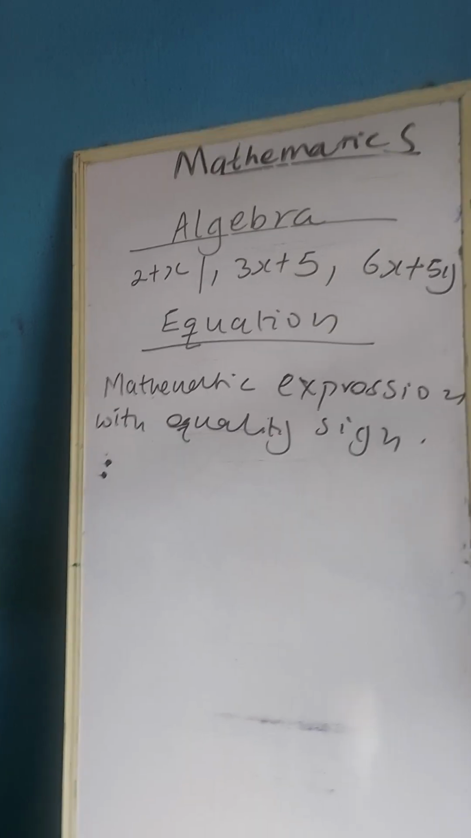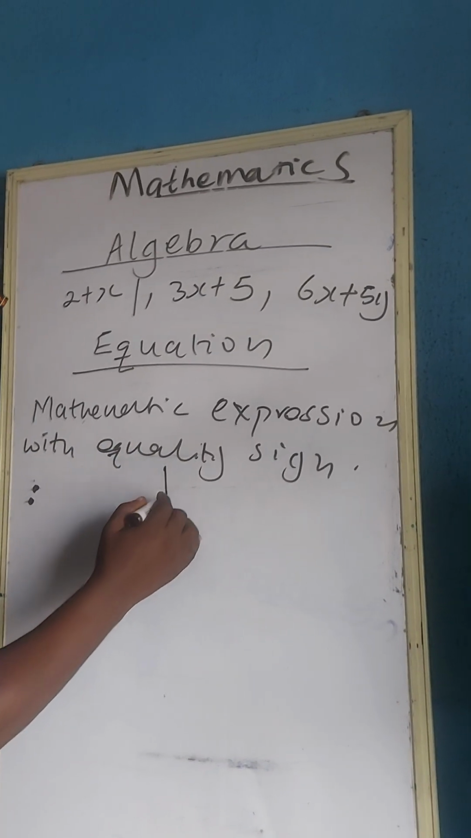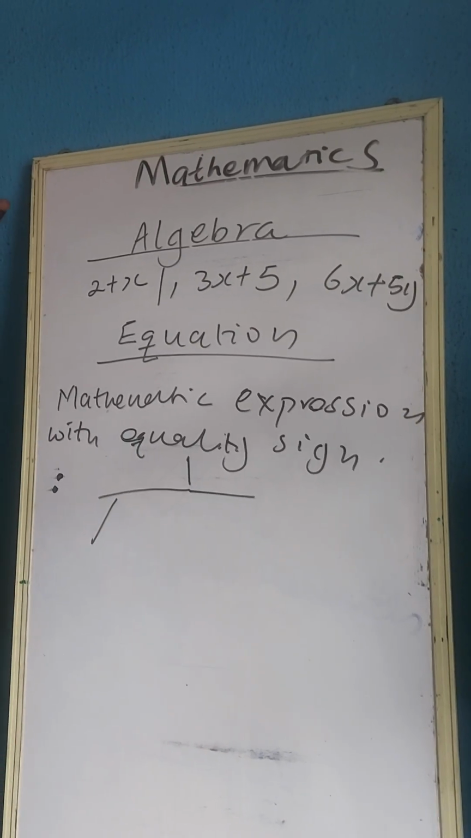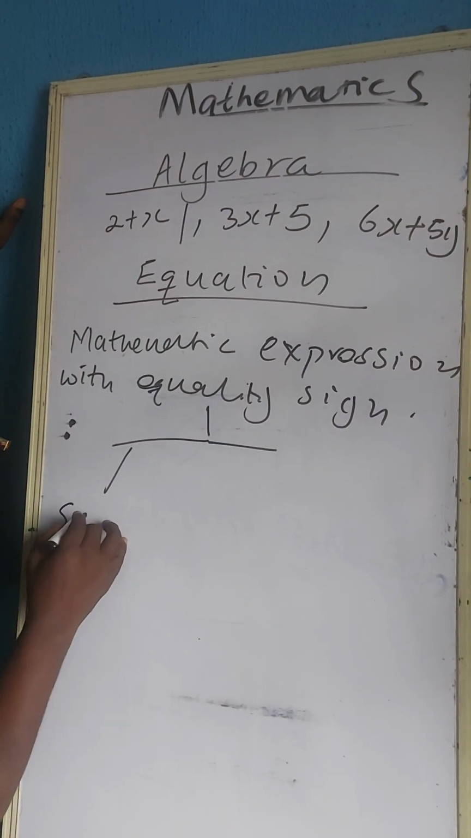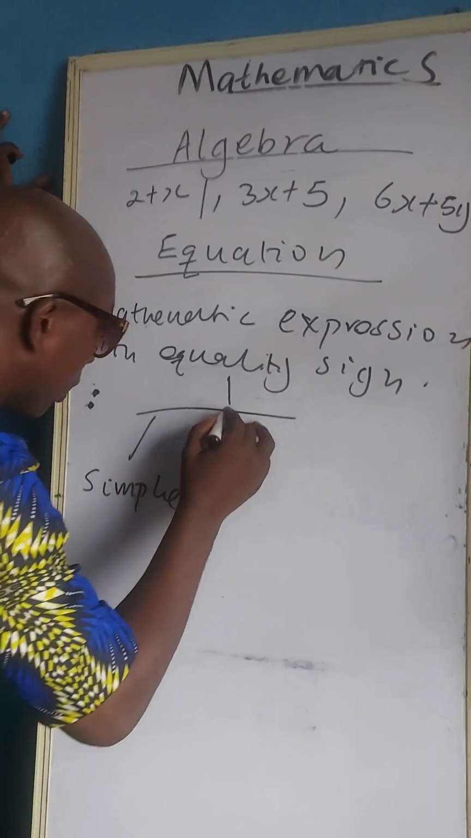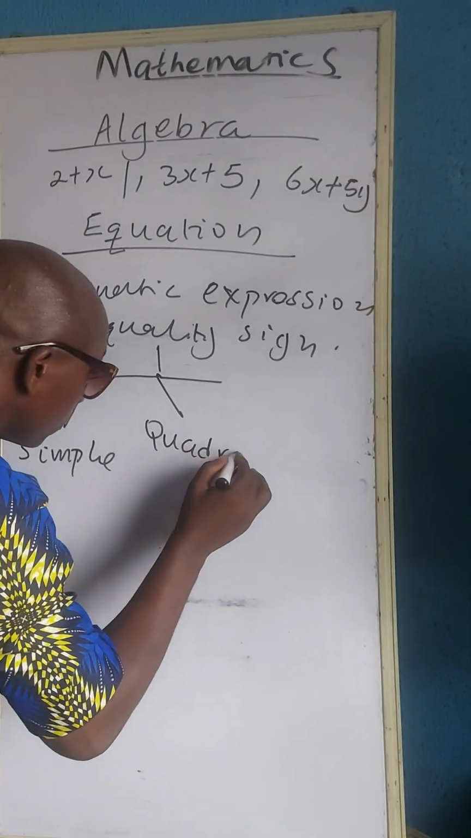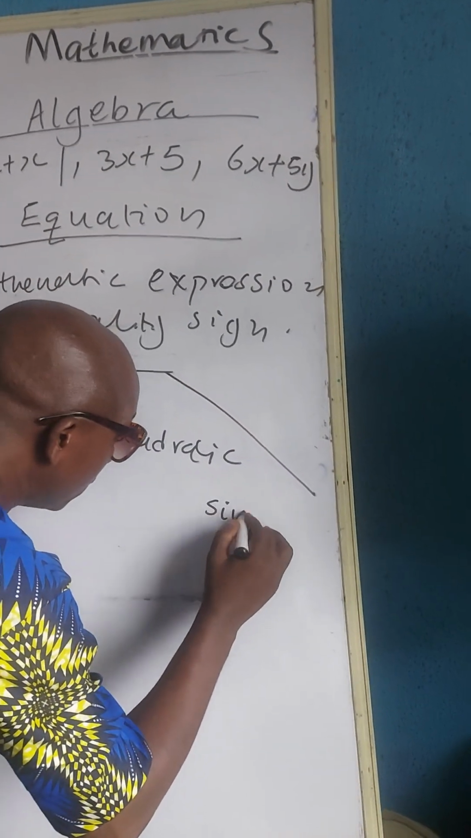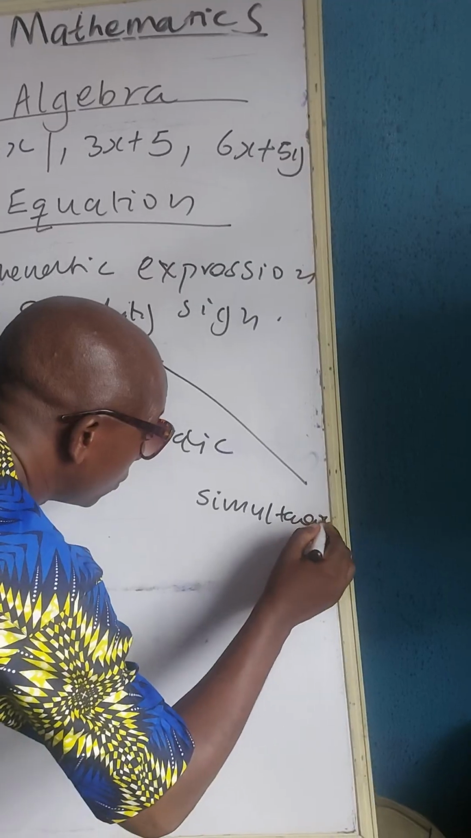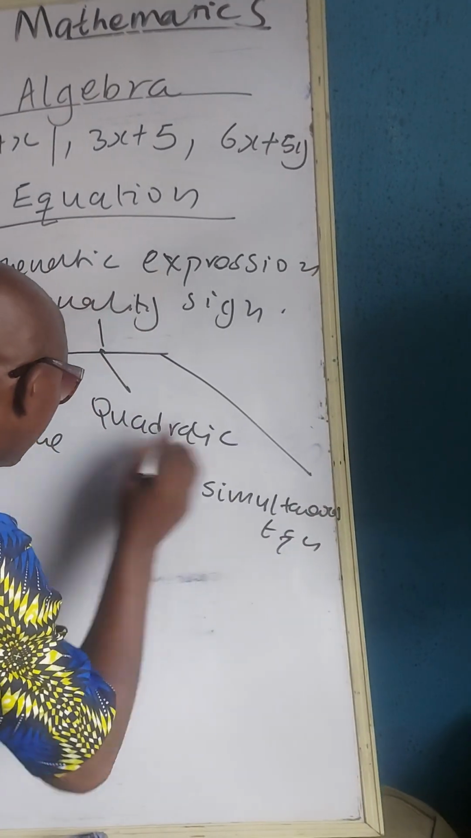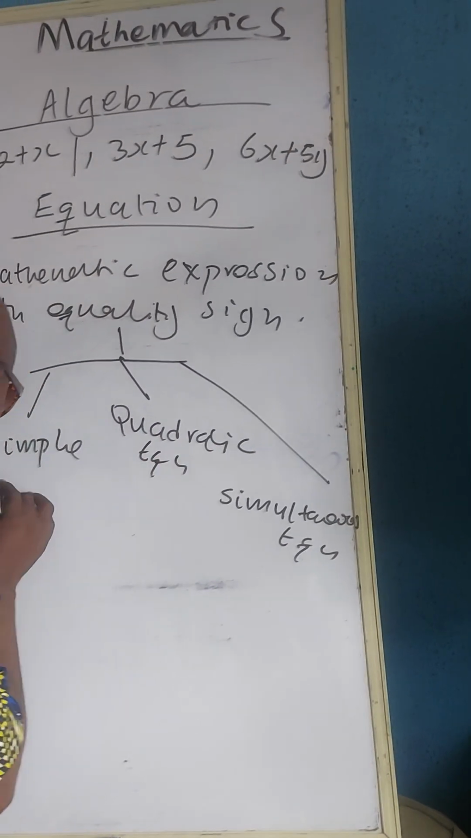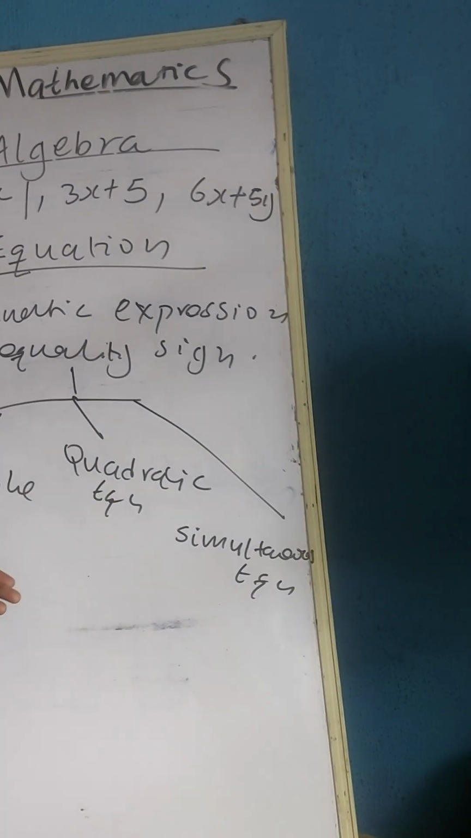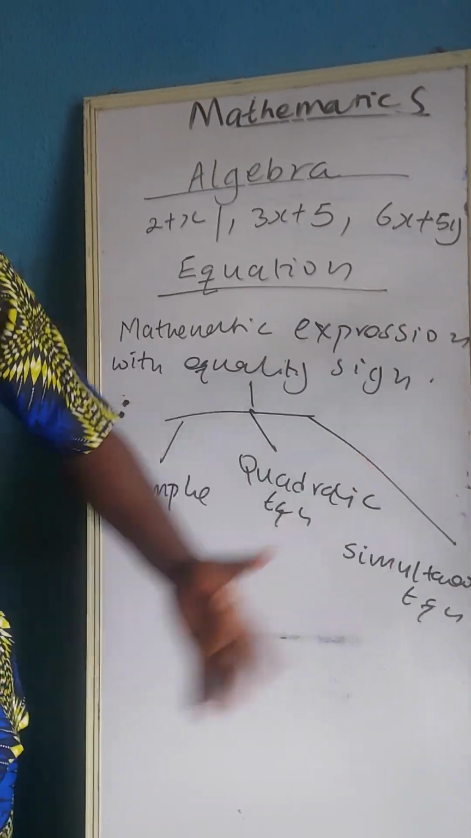This is equation. And when we are talking of equation in O level, equation can be subdivided into 3 or 4. One, simple equation. Next one, quadratic equation. Third one, simultaneous equation. These are 3 types of equation: simple equation, quadratic equation, simultaneous equation.